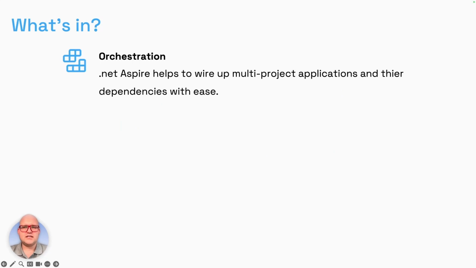So what's in it? .NET Aspire consists of three major parts, I would say. The one part is the orchestration. .NET Aspire helps you wire up a multi-project application and their dependencies with ease. So you have the possibility to easily define your application and to easily orchestrate the startup, the needed deployment for tests and so on, and for the local runner.